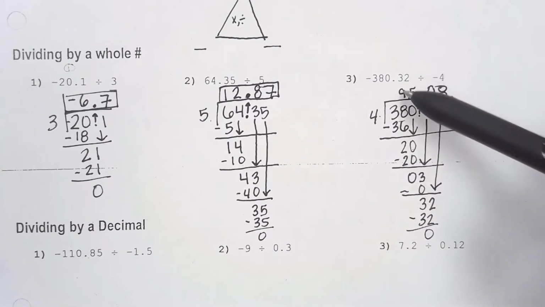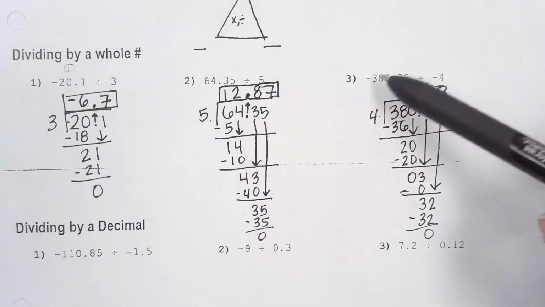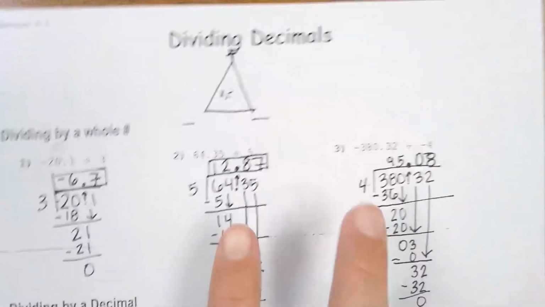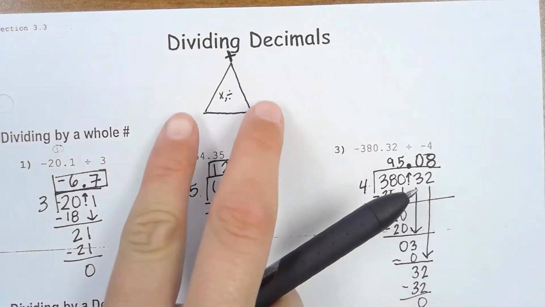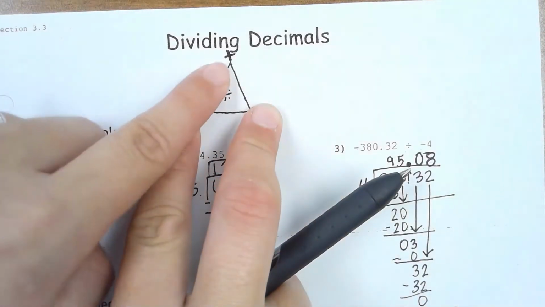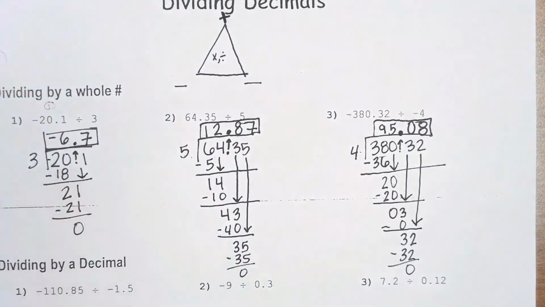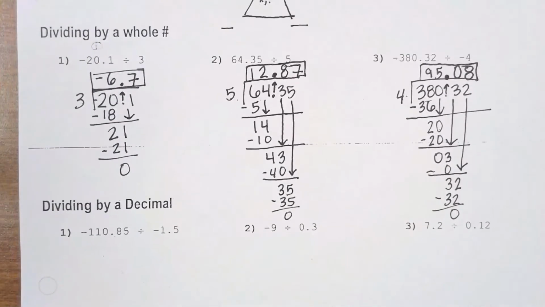So my answer here is 95.08. Go back and check your negatives. Here I have a negative divided by a negative. Using my Christmas tree, I'm going to cover up both negatives, and whatever sign I have left is the sign of my answer. So in this case, our answer is going to be positive. Okay, so that's how you divide decimals by a divisor with a whole number.